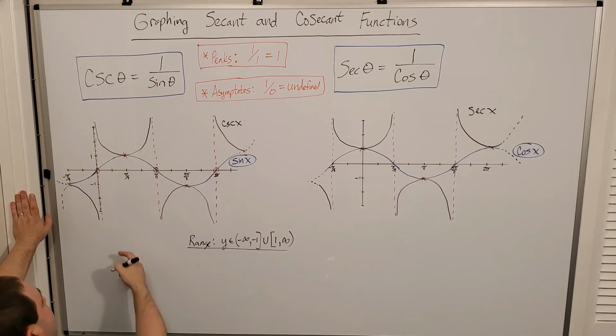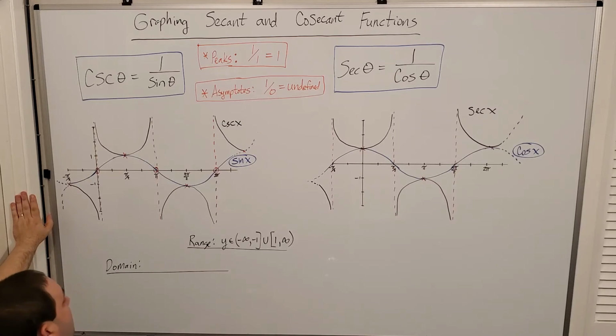So for this function right here, for cosecant, the domain, I say that x is an element of.